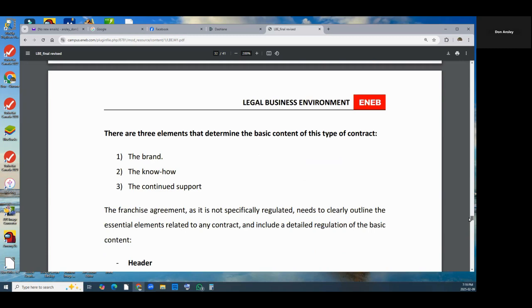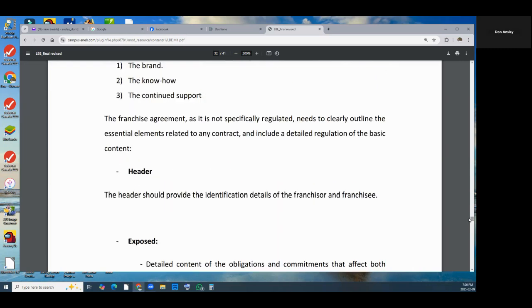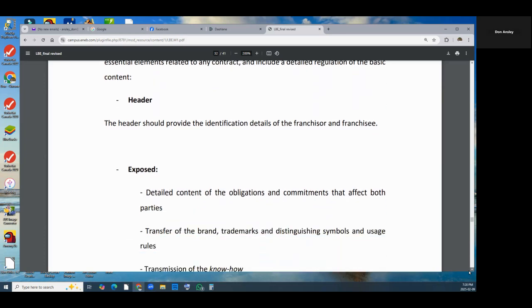Anyway, the three elements that determine the basic content of this type of contract are the brand, the know-how, and the continued support. The franchise agreement, as it's not specifically regulated, needs to clearly outline the essential elements related to any contract and include a detailed regulation of the basic contract.